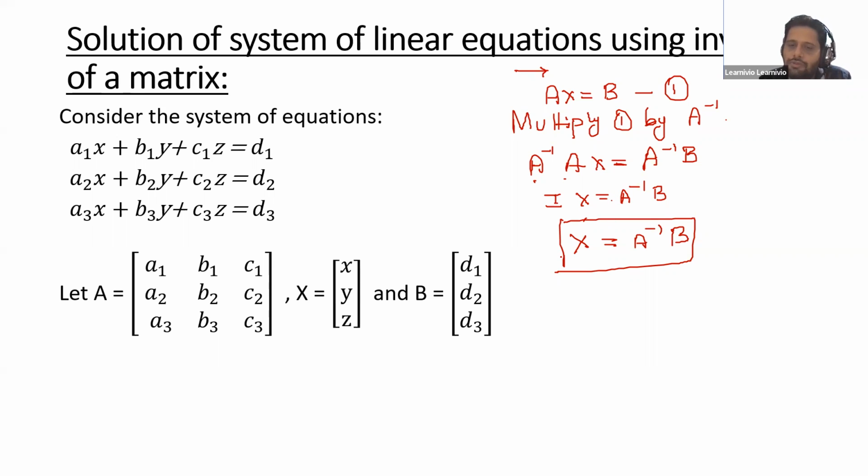We will just use this formula that X is equal to A inverse B, but always please remember what A, B and X are. A will be found from the coefficients of the variables. B will be the numbers which are on the right side of the equality, and X, you already know, is the variable. So we will always use this formula X is equal to A inverse B.